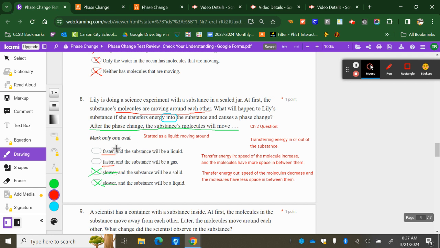Now, if I'm transferring energy in and the molecules are already moving around, which identified it as a liquid, then the only other option is this: if it already had energy transferred in and it started as a liquid, it can't end as a liquid. It has to end as a gas.